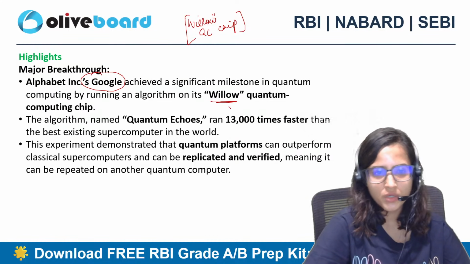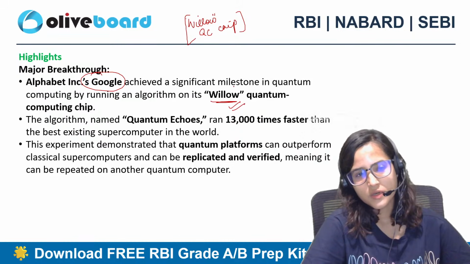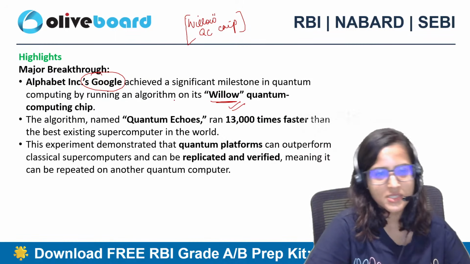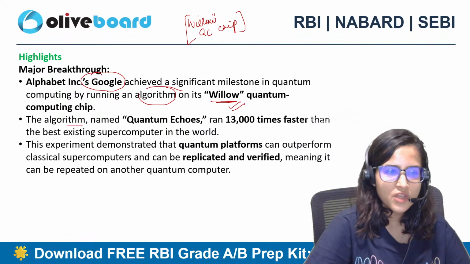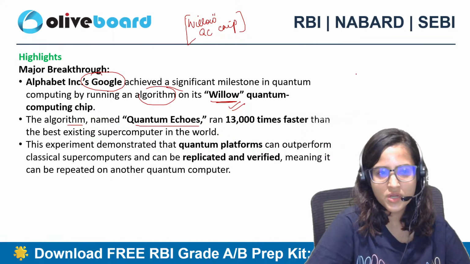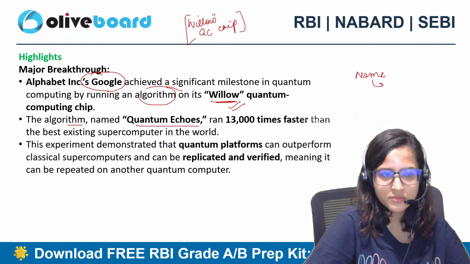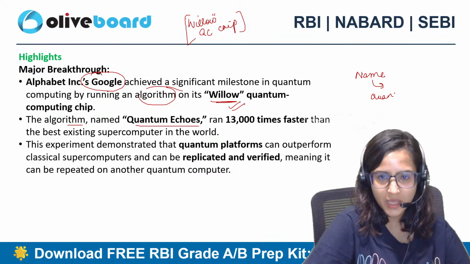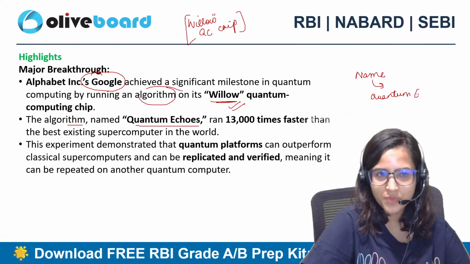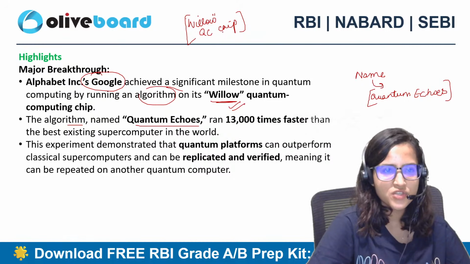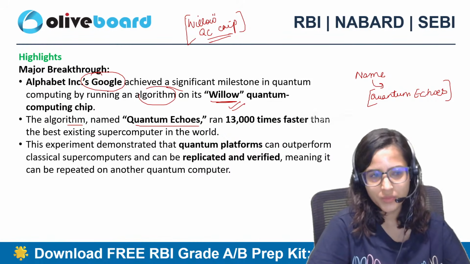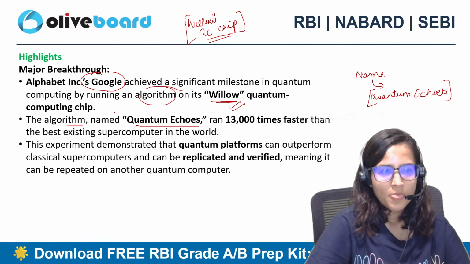Fine. So Willow quantum computing chip है ये. This algorithm was run by this Willow quantum computing chip. What is the name of the algorithm? Quantum Echoes. What is the name of the chip? It is Willow. Okay, the algorithm is Quantum Echoes, and the name of the chip is Willow quantum computing chip. Okay, fine.